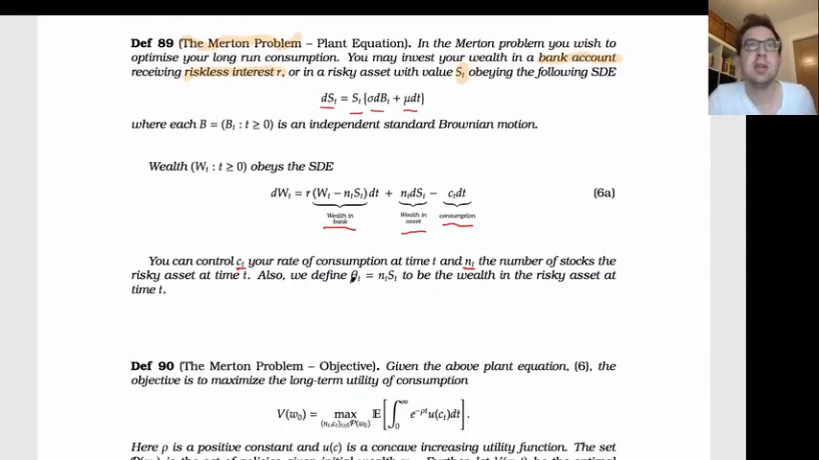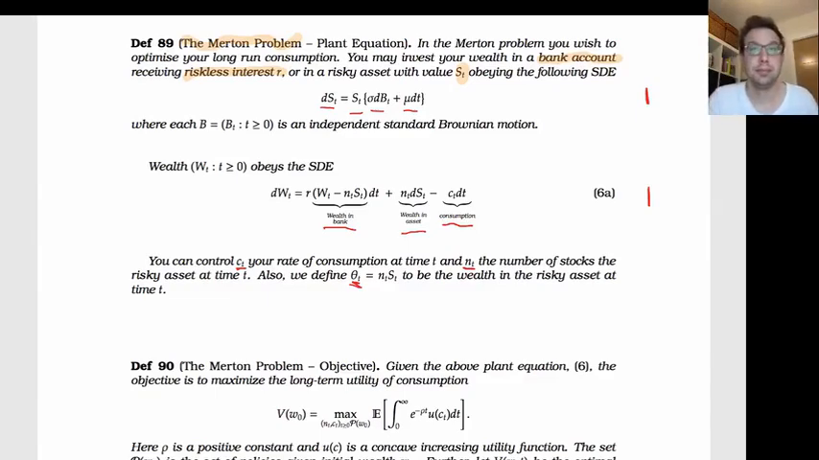So we're also going to use in the notes, we're going to let theta equal N of t times S of t, which is the wealth that you have invested in the risky asset at time t. So here I've basically defined a plant equation. Assuming that S is a geometric Brownian motion like this, then this gives a plant equation for the evolution of my system.